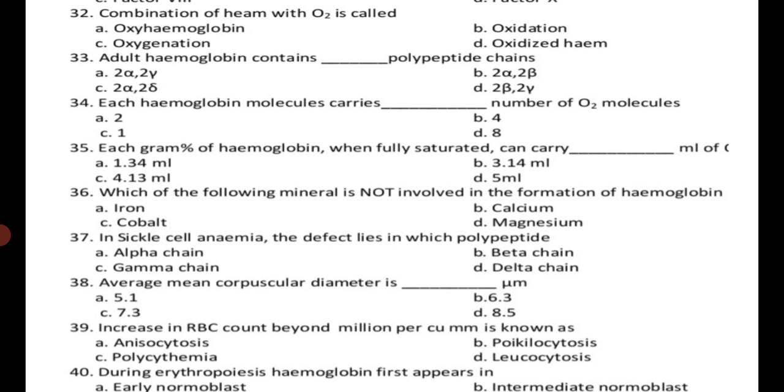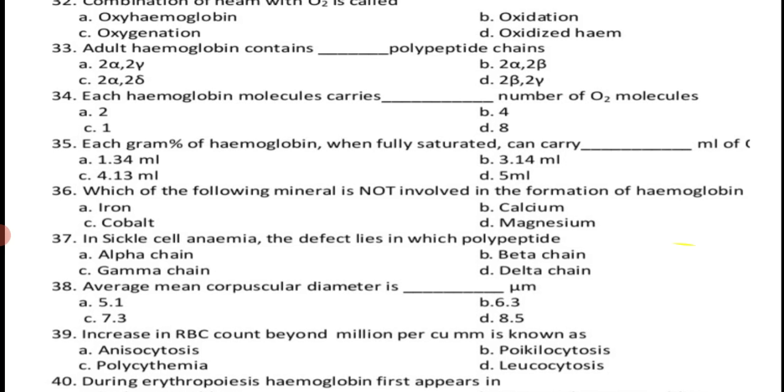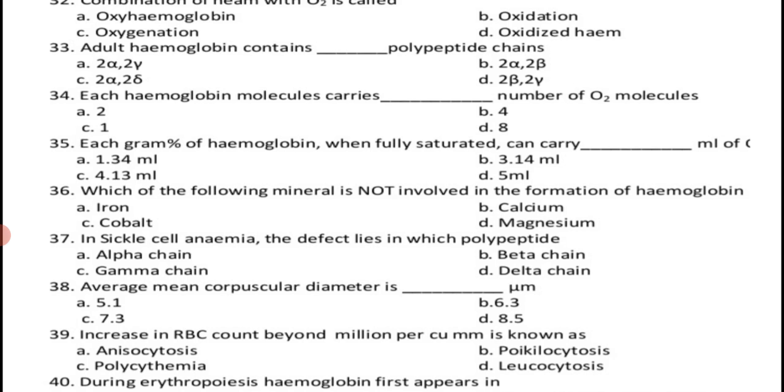Next, question 33. Adult hemoglobin contains dash dash polypeptide chains. Option A is 2 alpha and 2 gamma. Adult hemoglobin contains 2 alpha and 2 beta, not A. Option B is the correct answer. Adult hemoglobin contains 2 alpha and 2 beta polypeptide chains.